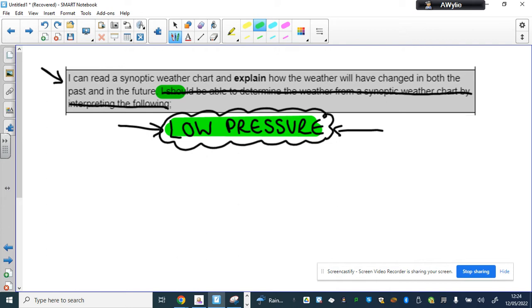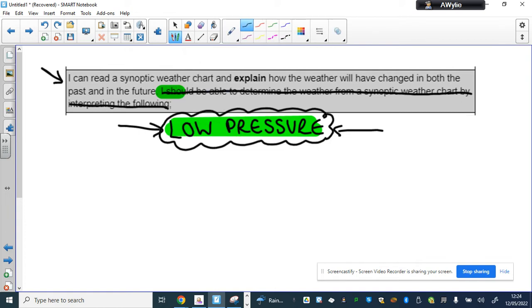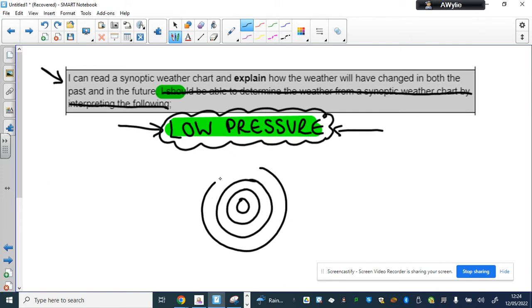Now, on this side of the flashcard, what I would also do is draw what this actually looks like, okay? So low pressure is going to have isobars that are quite close together, like I'm drawing on the screen. So you want to do the same as I'm doing.